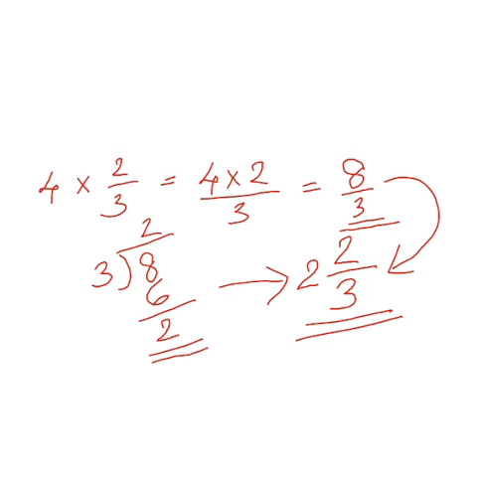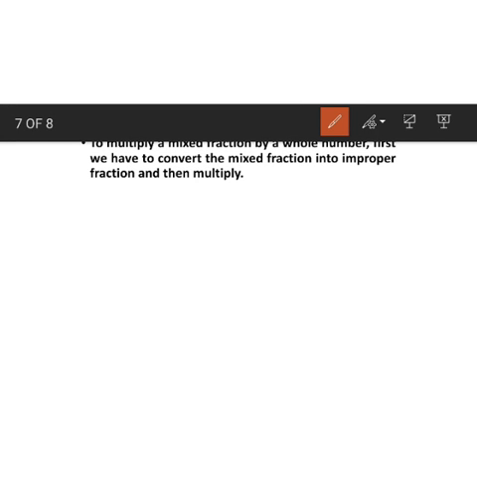Now let's move on. To multiply a mixed fraction by a whole number, first we have to convert the mixed fraction into an improper fraction and then multiply. So we have to convert the mixed fraction into an improper fraction and then we have to multiply it with the whole number. So first we'll do the conversion. Take the example 3 1 by 2.